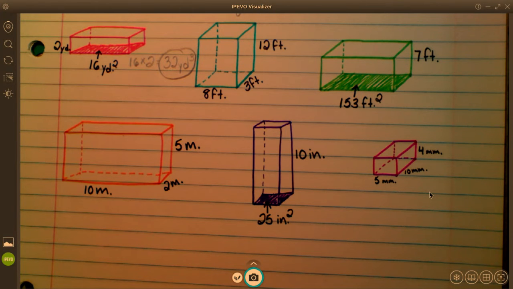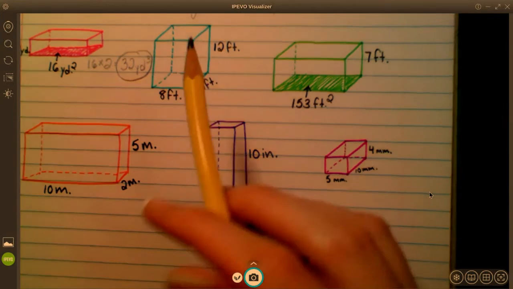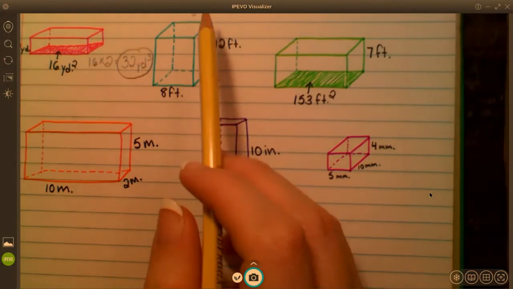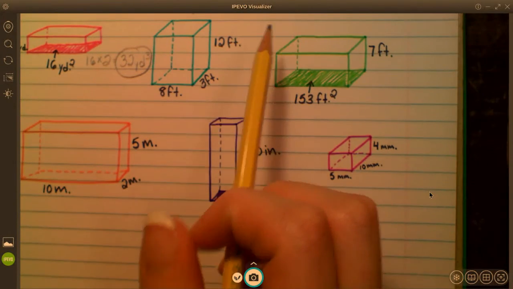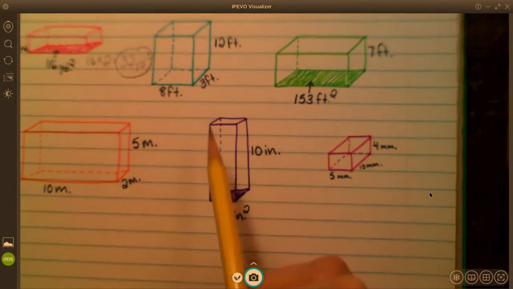All right, 5th grade, let's go ahead and solve these. For our blue one, let me first move this over a little bit so I have space for my hand. For our blue one, we're not given the area of the base times the height. We're given the length, the width, and the height.